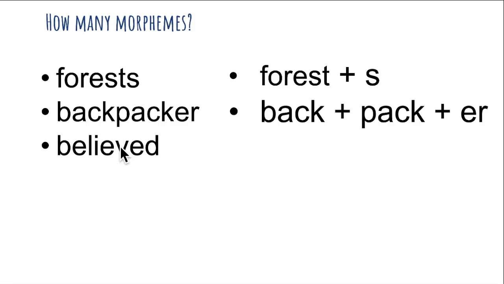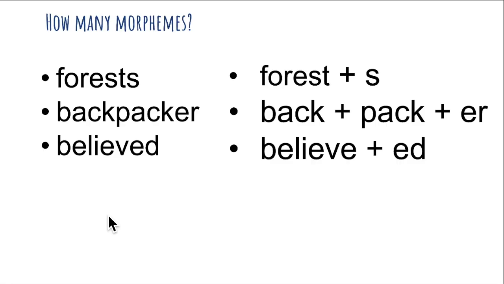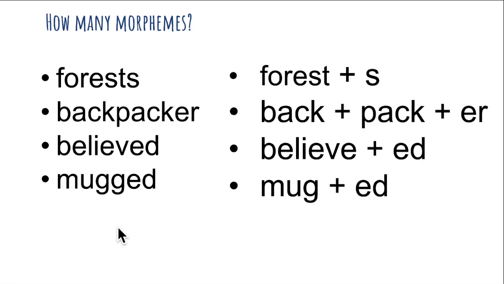Let's try another one. How about believed? Did you see two? Yep, ED means it happened in the past, and believe is something that you think is true. So this is something that you believed in the past, contributes to that new form or that new definition. What about mugged? Did you see two? Even though we have an extra letter here, that is fine. That deals with what we talked about in chapter 4 with making sure that things are accounted for in sounds and spelling. But we have two units of meaning, mug and ED.